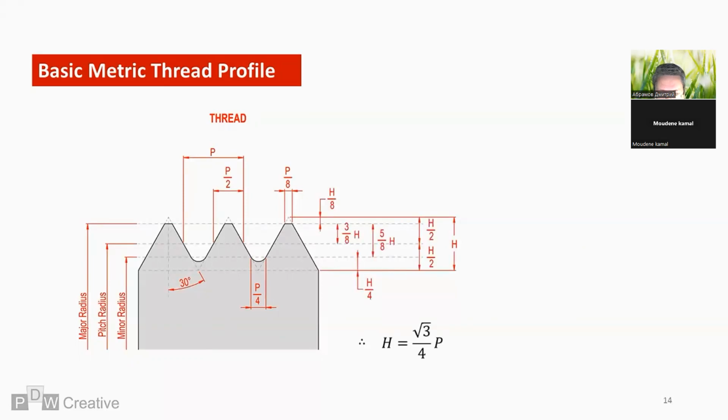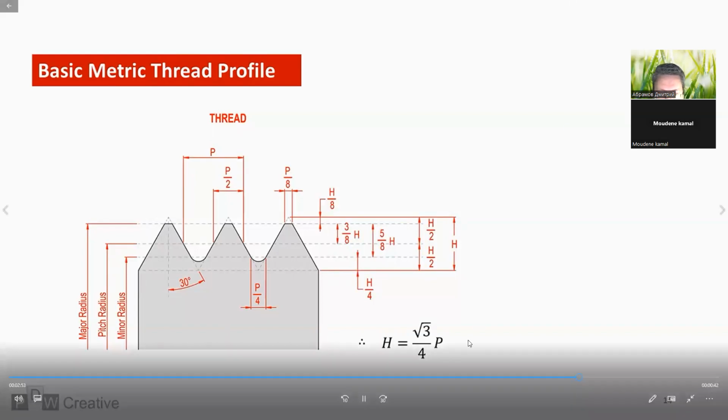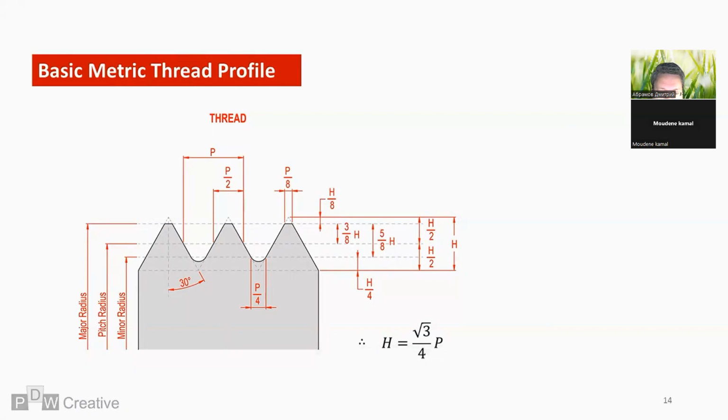Distances and relationships between major, minor, and pitch radius can be found from partitioning H. The crest to the peak of the triangle is H over 8. Root to base of the triangle is H over 4. And here the equations show the pitch radius is positioned at half of H.